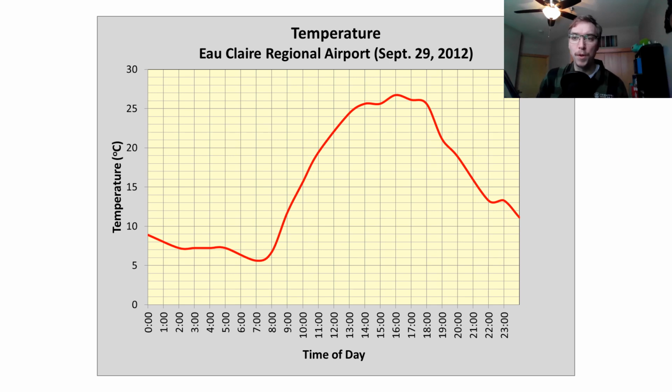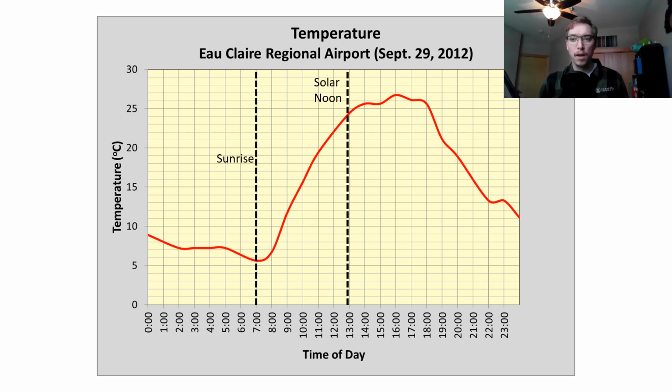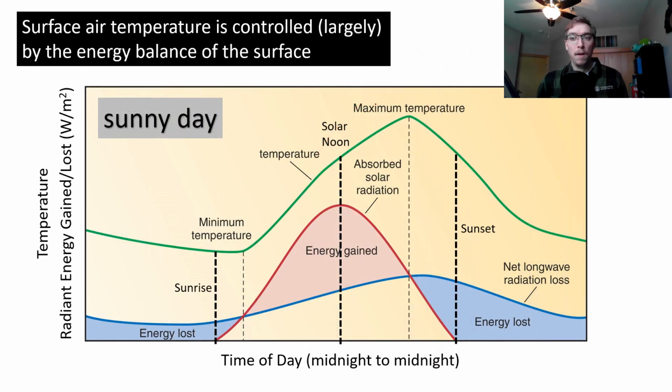And we can see these relationships reflected in this real data set here from the Eau Claire Regional Airport, September 29th, 2012. We can see the sunrise with the coldest temperatures just after sunrise. We can see solar noon and the warmest temperature shortly thereafter. We see sunset and our temperature starting to drop off again much more rapidly. Now, on a sunny day, this is a pretty consistent relationship, right?